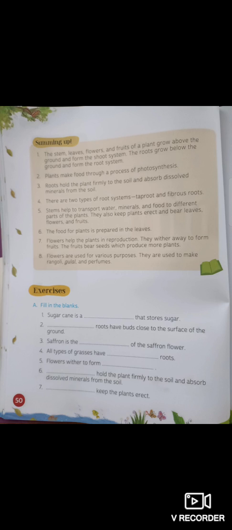And then stems help transport water, minerals, and food to different parts of the plants. They also keep plants erect and bear leaves, flowers, and fruits. The food for plants is prepared in the leaves. Flowers help the plants in reproduction. They wither away to form fruits. The fruits bear seeds which produce more plants, and flowers are used for various purposes. They are used to make rangoli, gulal, and perfumes. All right.